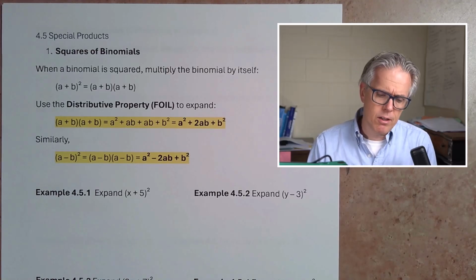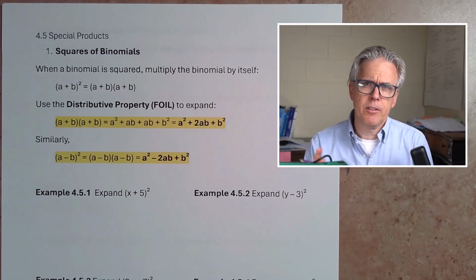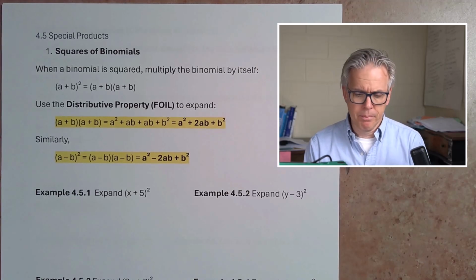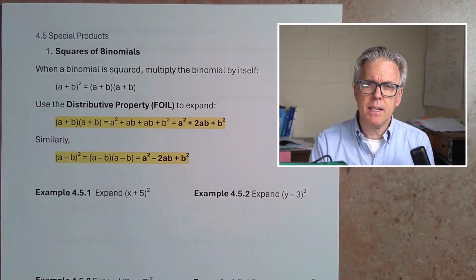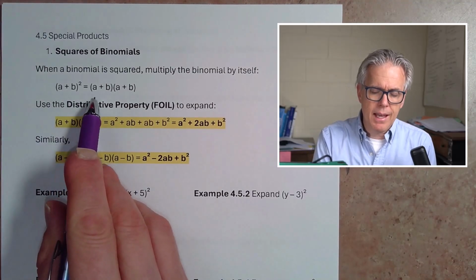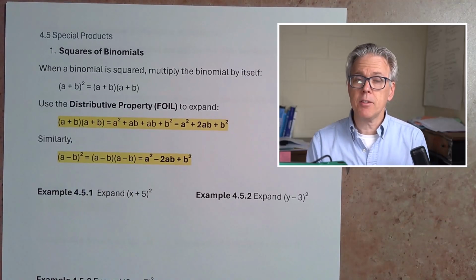Right, this lesson is on special products. The first one is going to be on squaring the binomial. So when we have a plus b quantity squared, that is simply a plus b times a plus b. Now there's a pattern here.